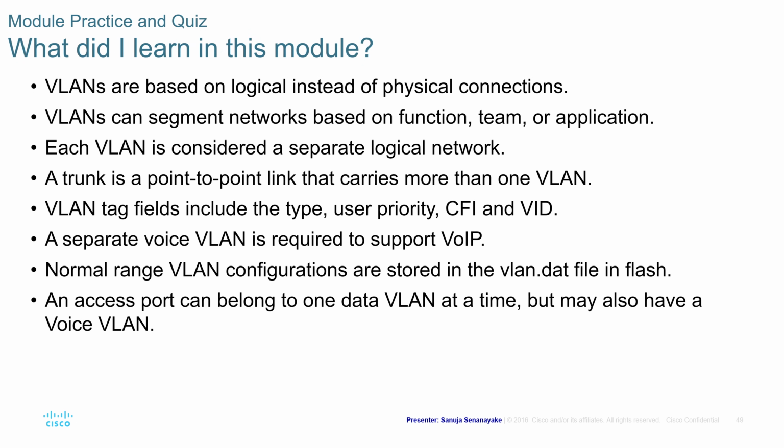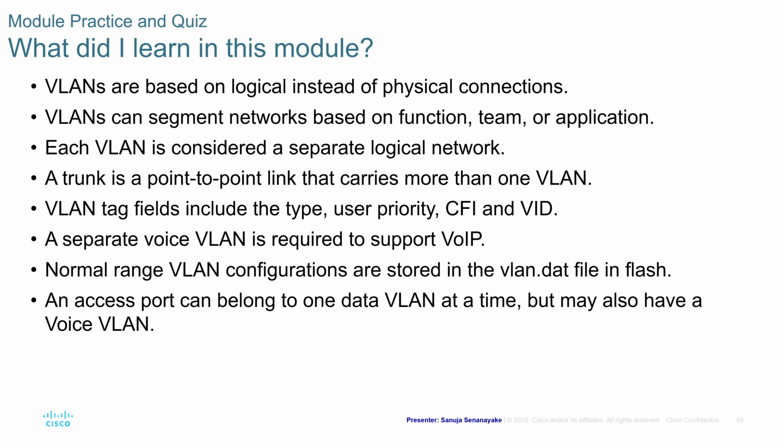So what we have covered in this lecture is that we learned that VLANs are based on logical instead of physical connections. So VLANs are virtual, V stands for virtual. VLANs can segment networks based on function, team, or application. Remember, VLANs can segment broadcast domains. So remember those concepts. Each VLAN is considered a separate logical network. A trunk is a point-to-point link that carries more than one VLAN.